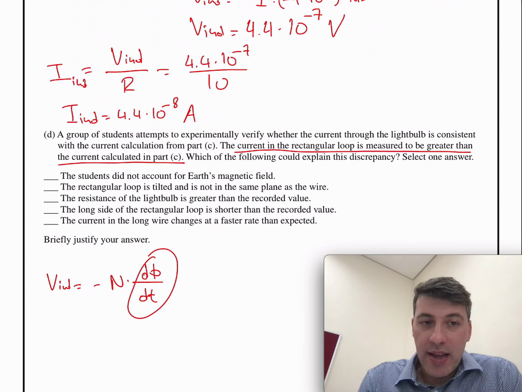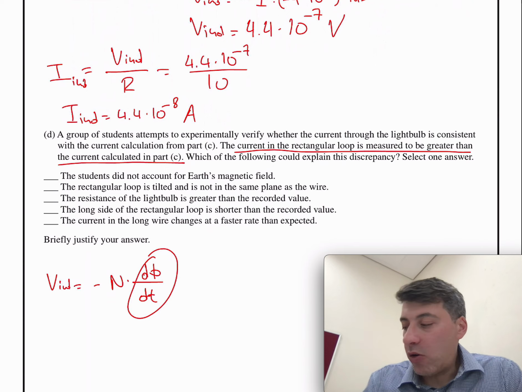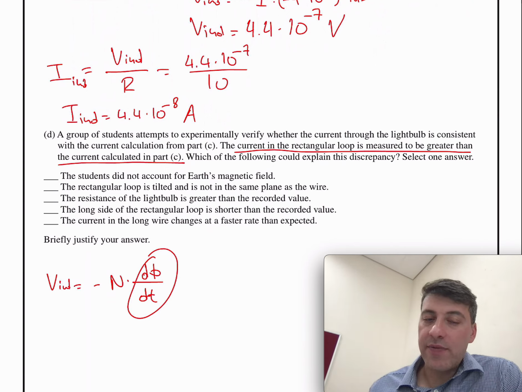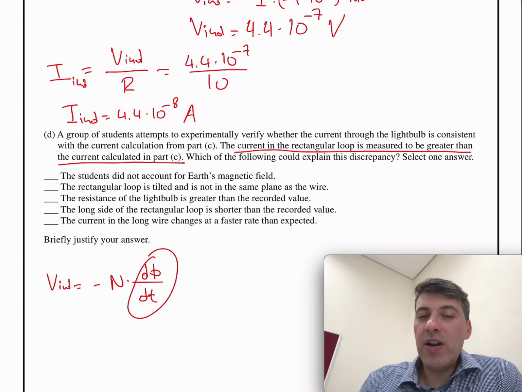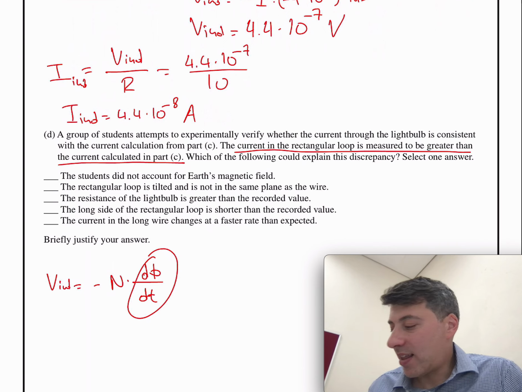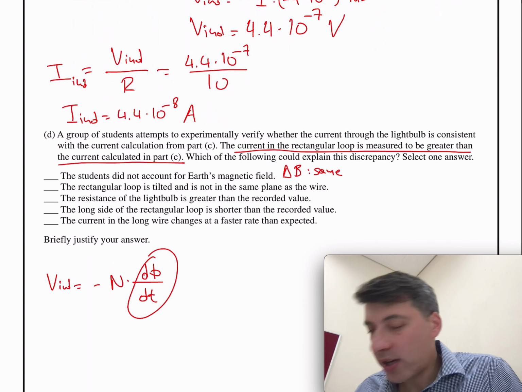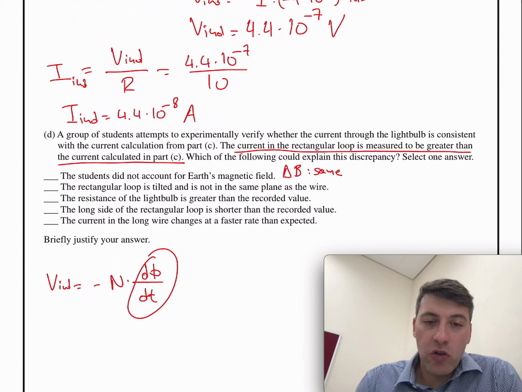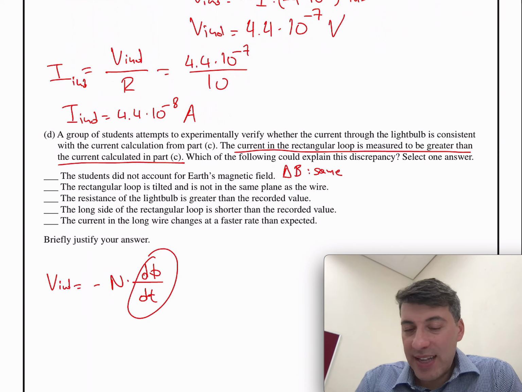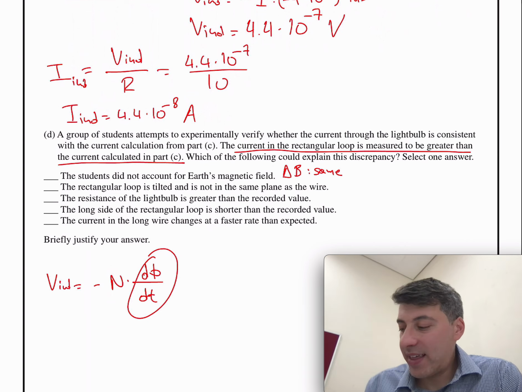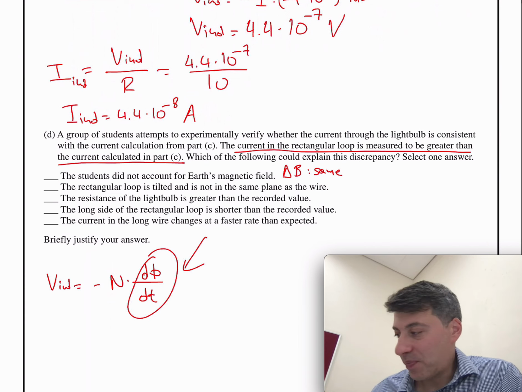The students did not account for the Earth's magnetic field. Now, obviously, if the students do not account for the Earth's magnetic field, the magnetic field of the Earth will add to the magnetic field of the wire, but the change of magnetic field will be the same because the magnetic field of the Earth is constant. So again, the change of magnetic field will only be affected by the change of the magnetic field from the wire. So this doesn't explain why the rate of change of the magnetic flux is greater.